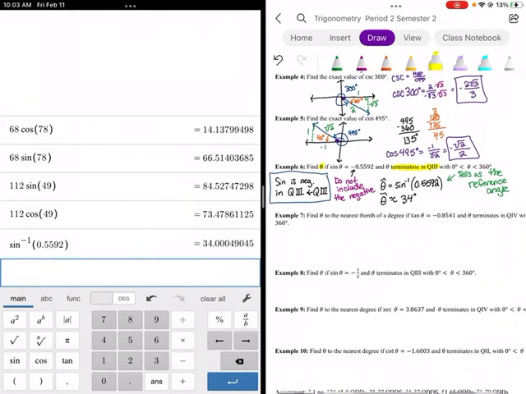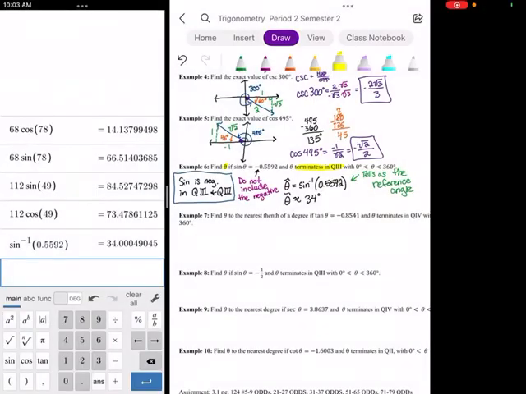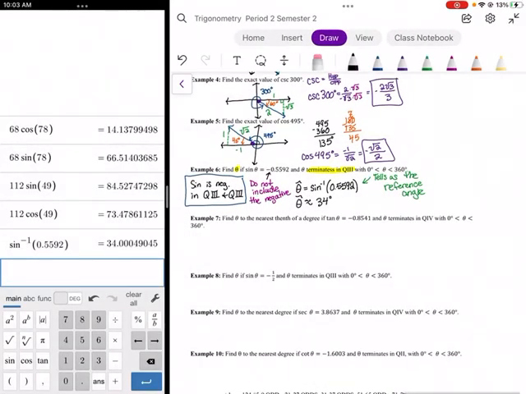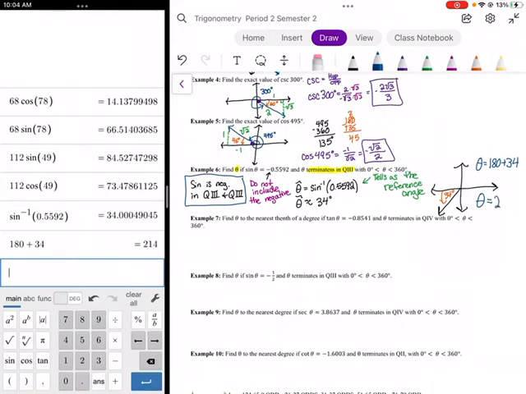At this point, it might be helpful if you draw a picture to help you visualize what you need to do to find theta. We know that this is going to be in quadrant 3 down here, and we know our reference angle is 34 degrees. So to figure out what theta equals, we're going to take 180 plus 34, and that will tell us what our total angle is for theta, which will be 214 degrees.